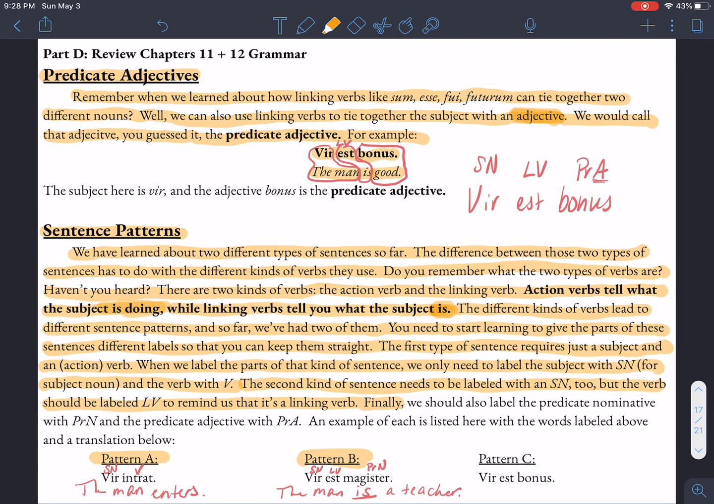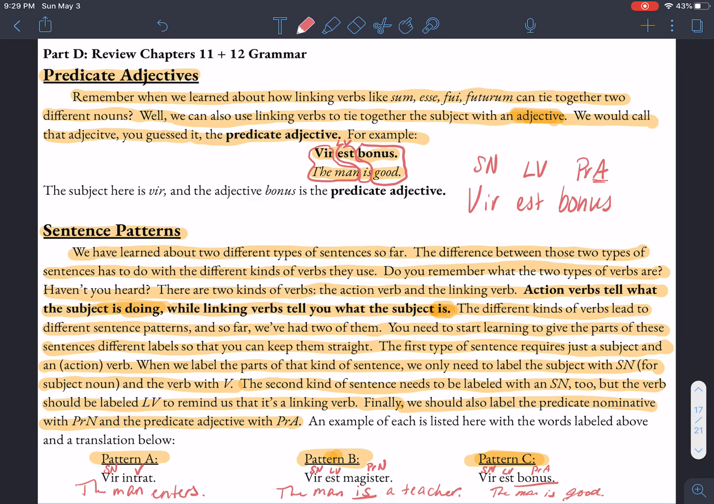And finally, we should also label the predicate nominative with PRN, and the predicate adjective with PRA. So there are two kinds. Remember, pattern C is very similar to pattern B, except here, instead of a PRN, you've got a PRA, a predicate adjective. SN, LV, PRA. And remember, same thing here. The SN is the man, is, what is he? Bonus. The man is good. He's telling you what kind of man he is. He's a good man, right?